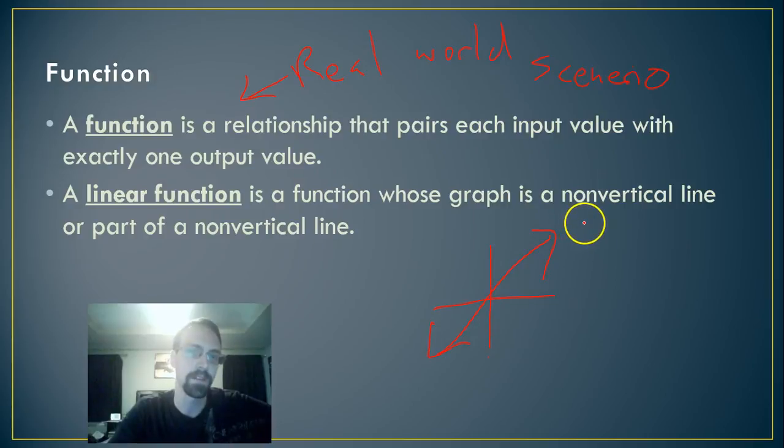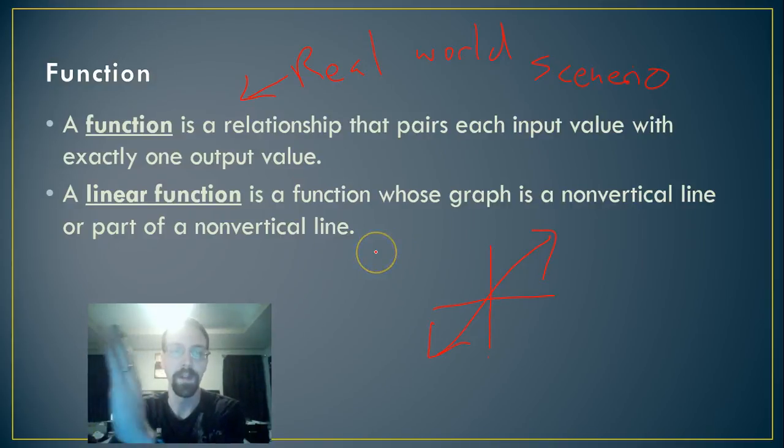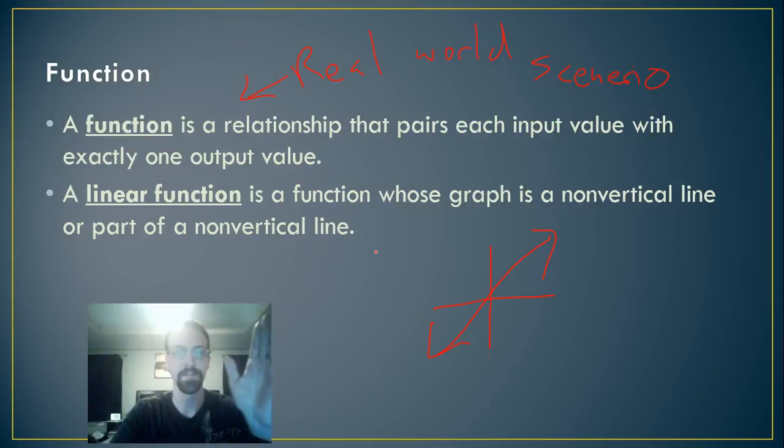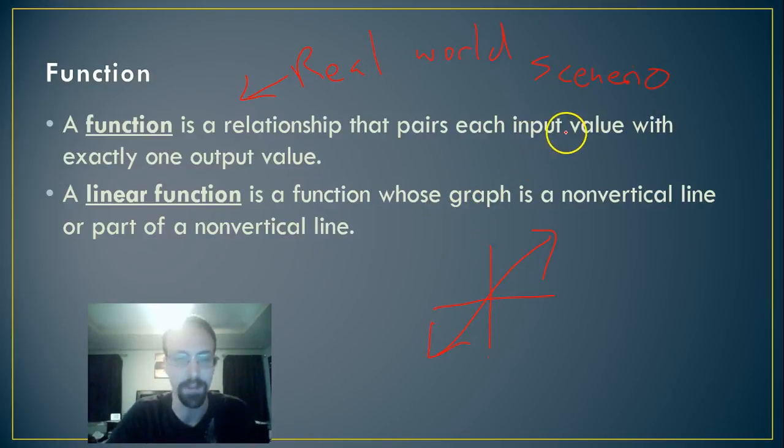The vertical line test is when you take a piece of paper straight up and down, and then you move it across from left to right. If it only passes through one point on the graph at any given time, then it's a function, and it fits our real world scenario. If it passes through more than one point at a time, then you have things like being in two places at once, which you can't do.